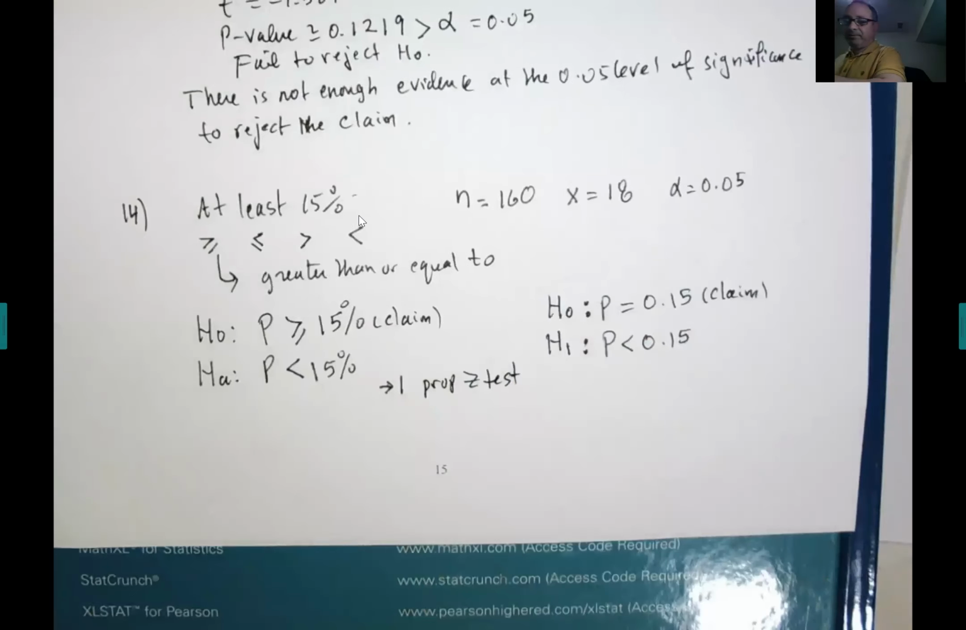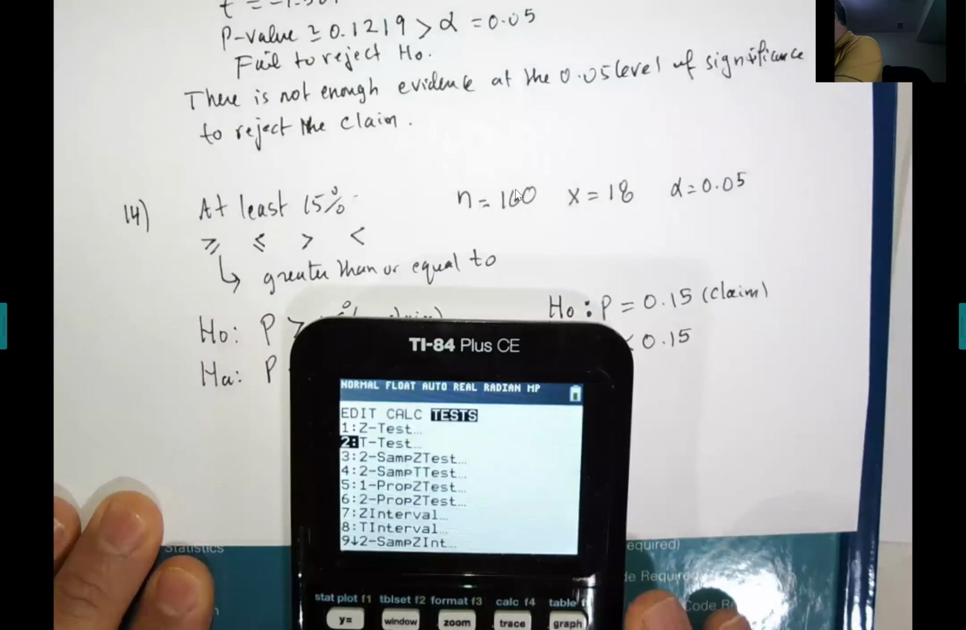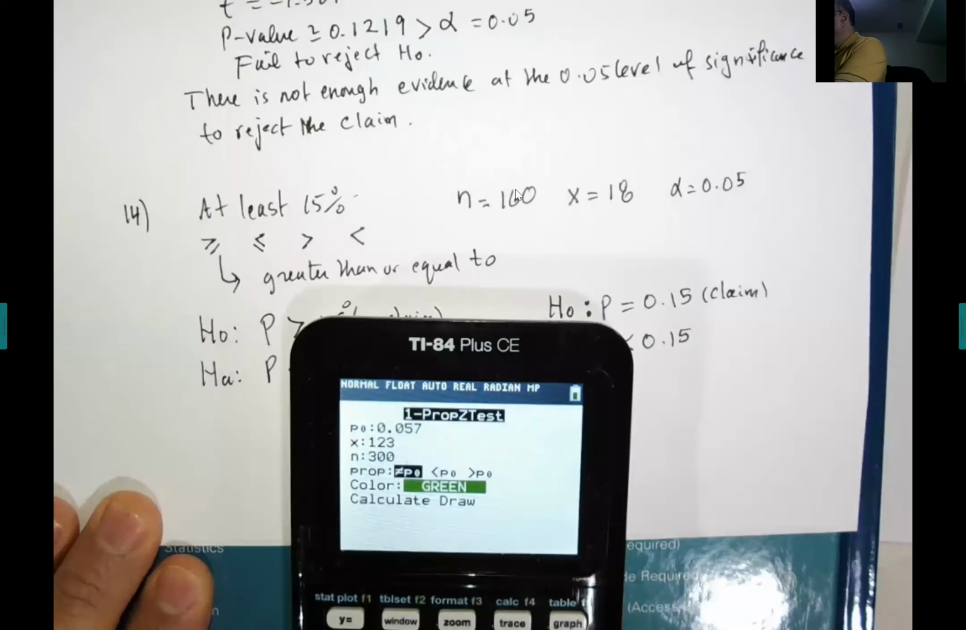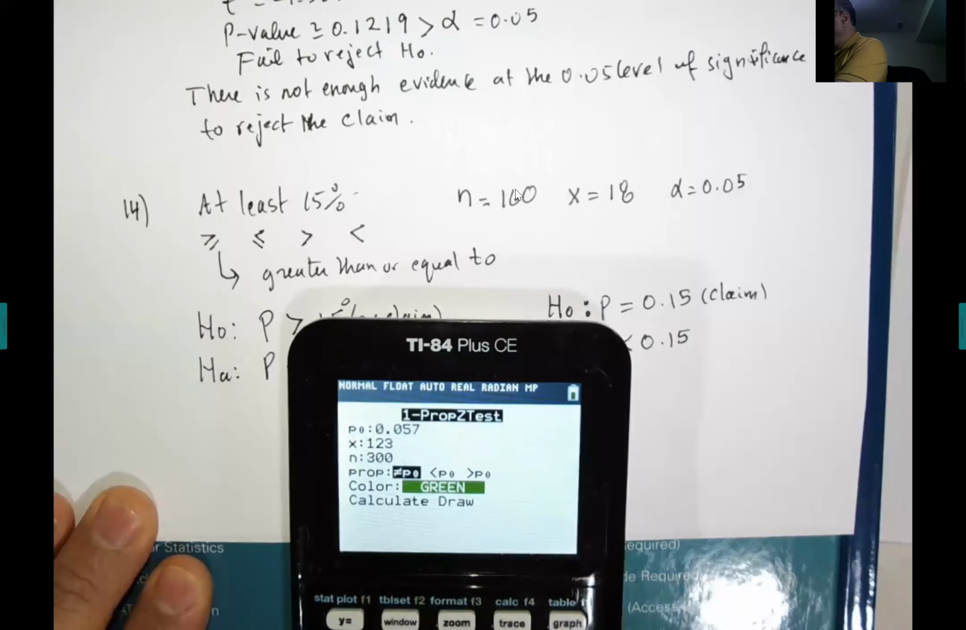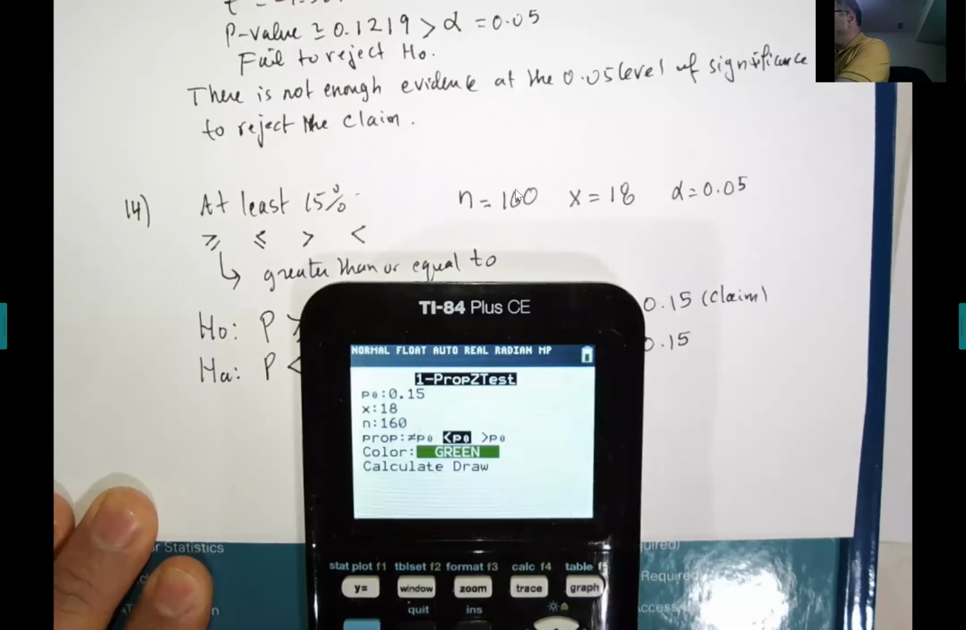Let me walk you through the steps with this one. Stat, Tests, 1-PropZTest. Very easy once you figure out what test to use. Value in the null hypothesis, 0.15. X is 18, guys. X is a smaller number always. N is 160. And now we have to choose the proper sign, which is less than for the alternative. Calculate.